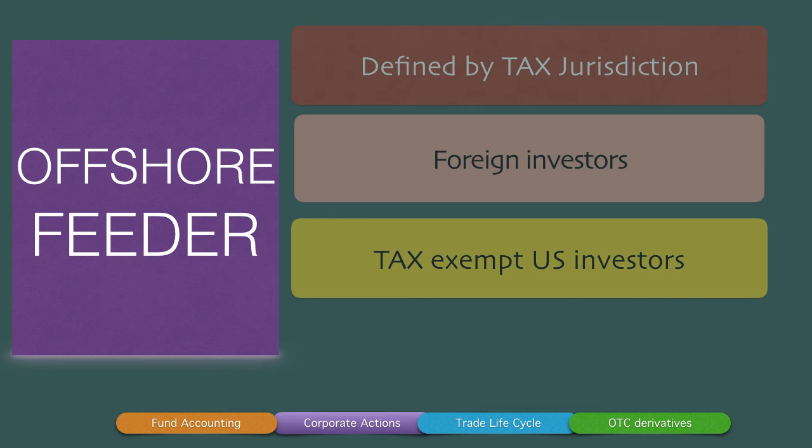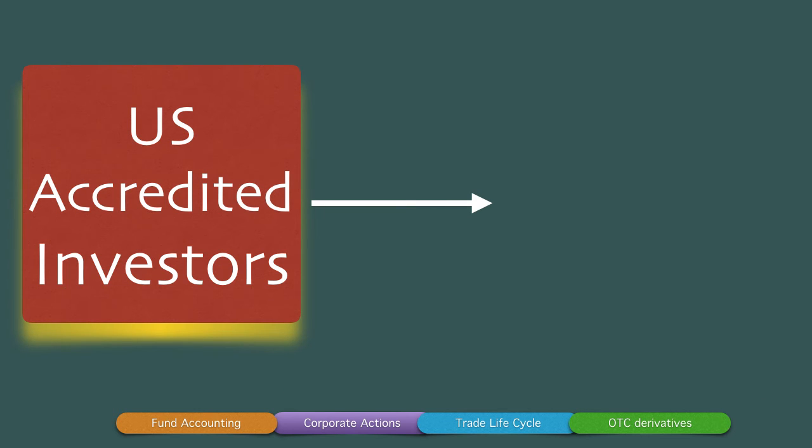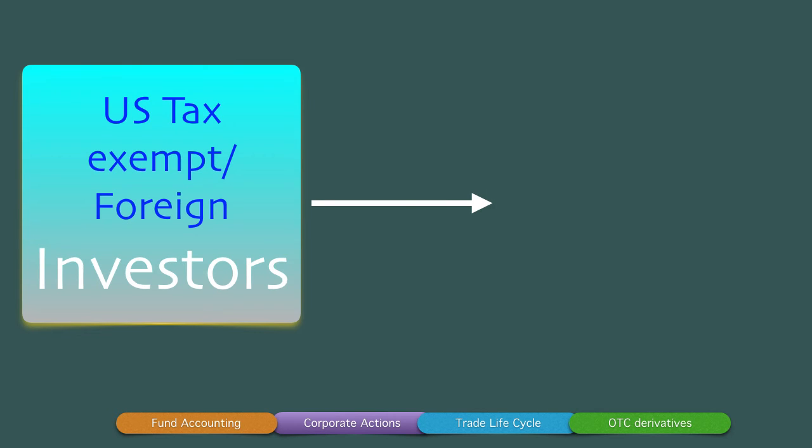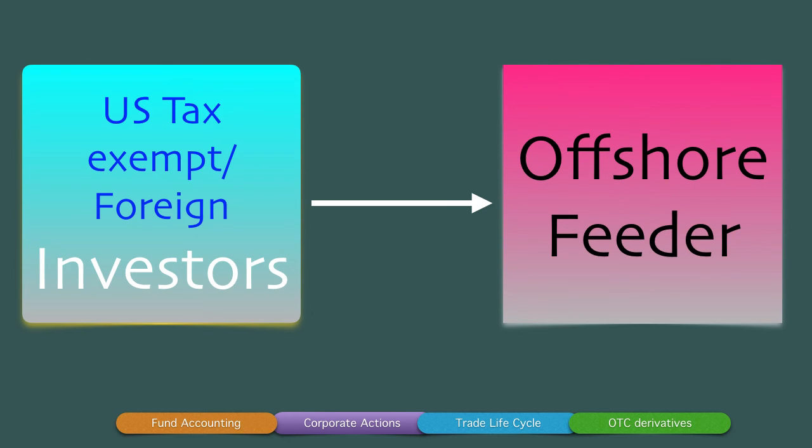Now let's try and understand the flow of this. The flow is: US accredited investors invest capital into the onshore fund. Now, US stands for United States. Accredited investors are investors who are permitted by the hedge fund to invest in the feeder fund, who meet the financial criteria and the investable criteria as well as the net worth criteria to invest into the onshore feeder. US tax exempt and foreign investors can invest in the offshore feeder. As mentioned already, the only difference between onshore and offshore is who is monitoring the tax jurisdiction of these investors.